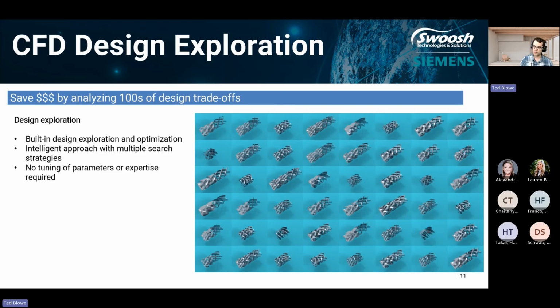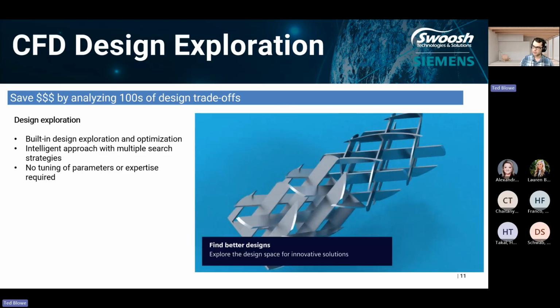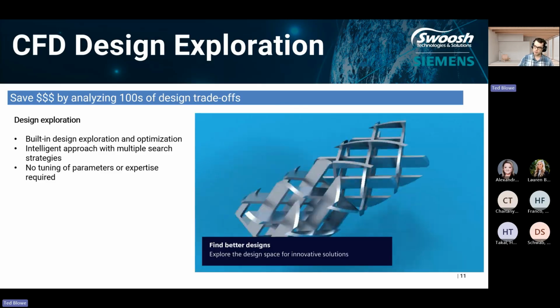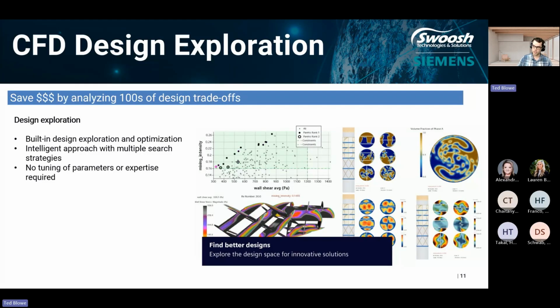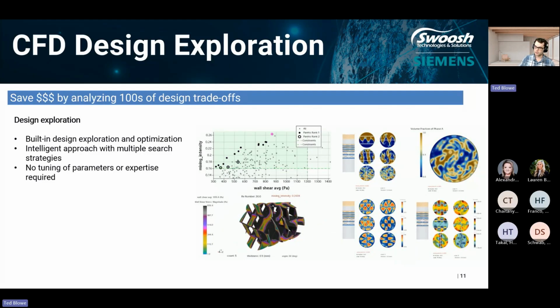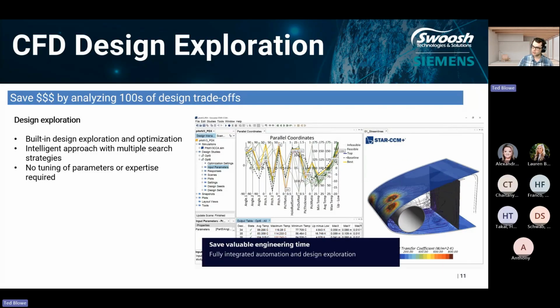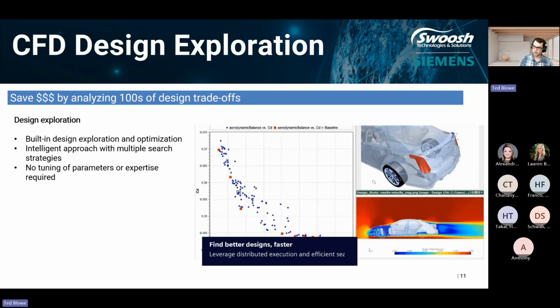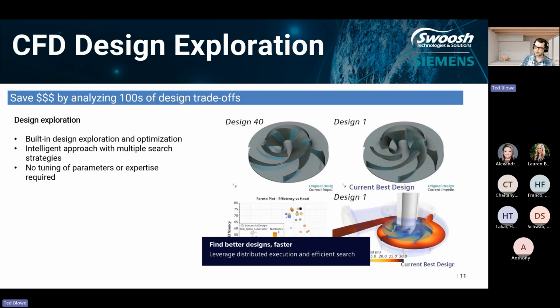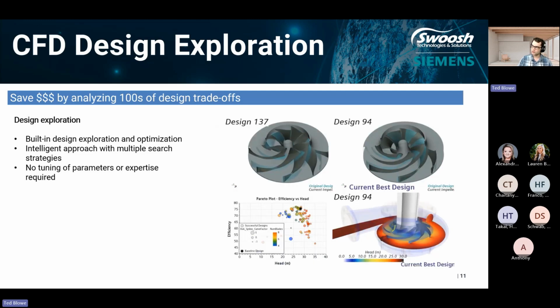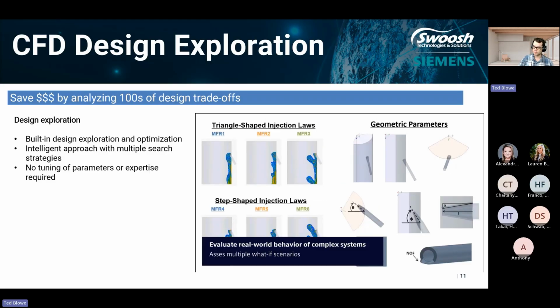Like I said, it's made for design exploration. Typically, what this means in a production case is that you want to modify different geometric parameters of your problem. You want to modify different boundary conditions. You want to modify different inputs so that you can understand the design space through your simulation tool.